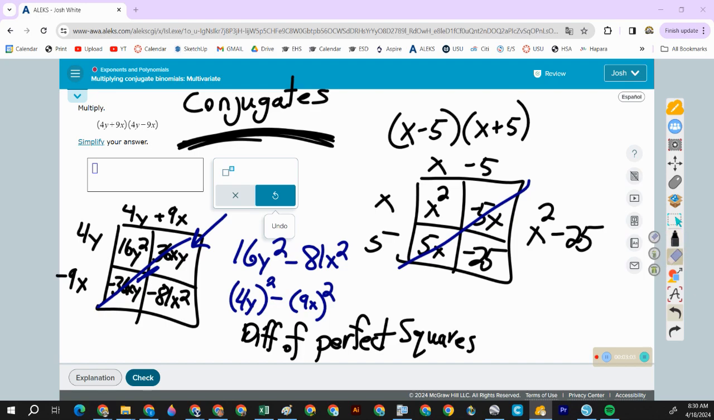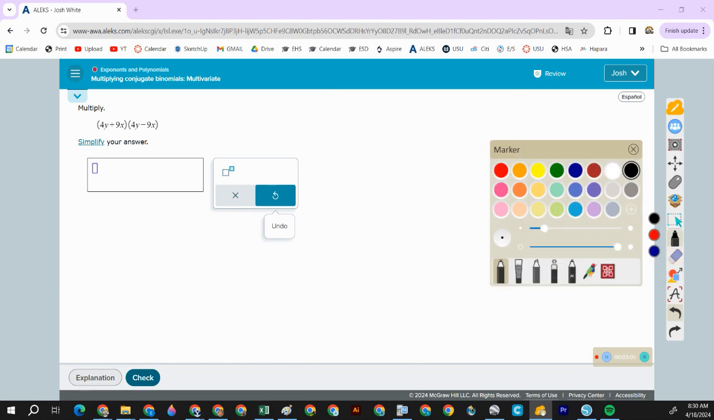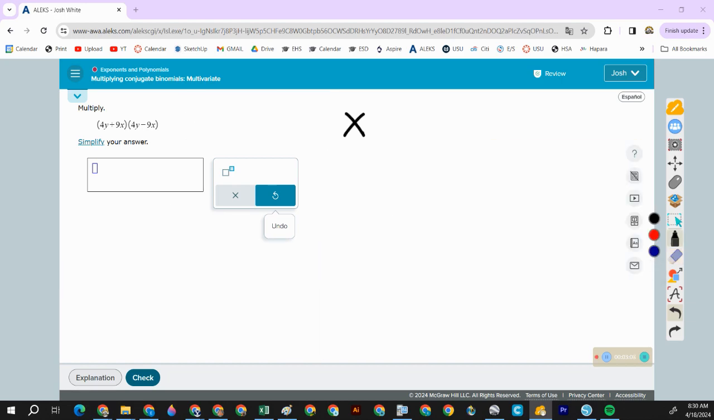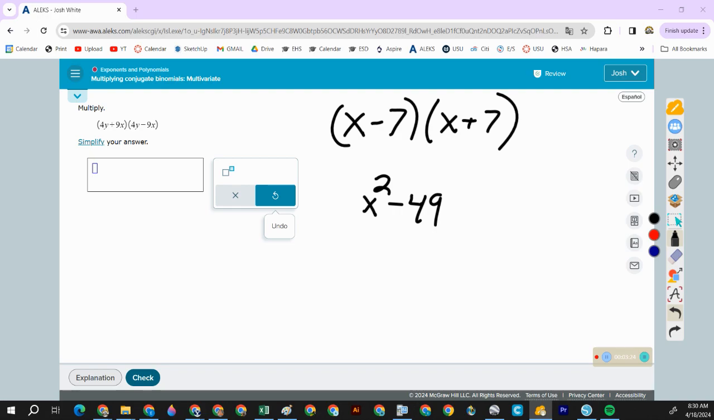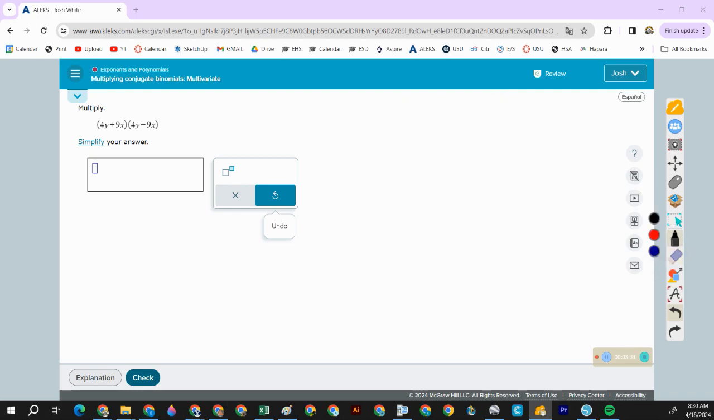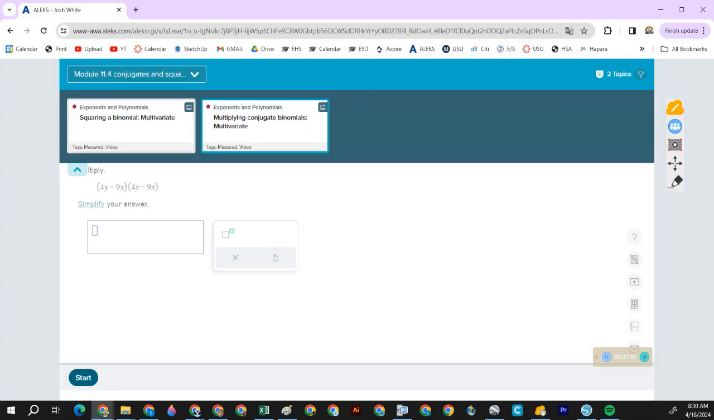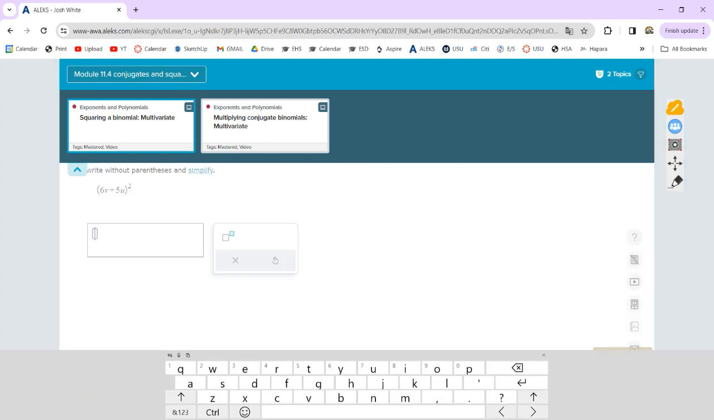So when you get good at these, you don't even need the multiplication box. We should be able to just do that in our heads. It's going to be x times x minus 7 times 7. And I don't need to write down the box. That will happen every single time you have a difference of perfect squares. Okay.